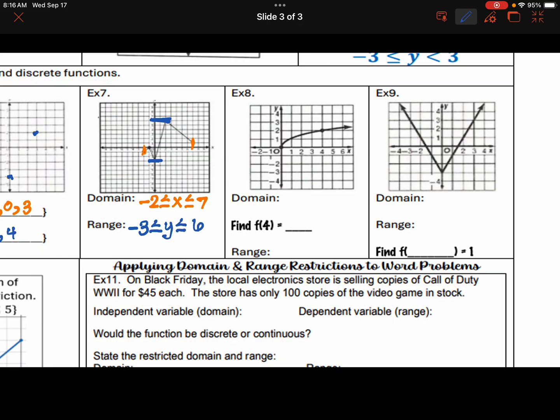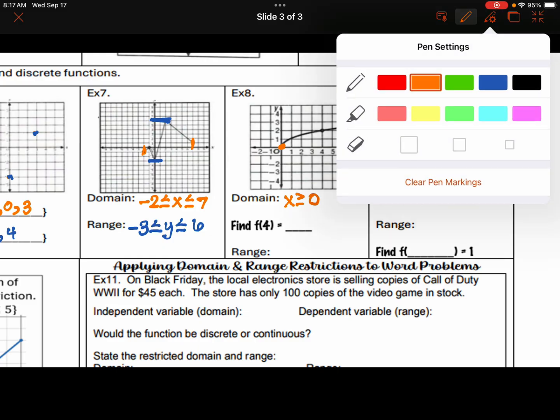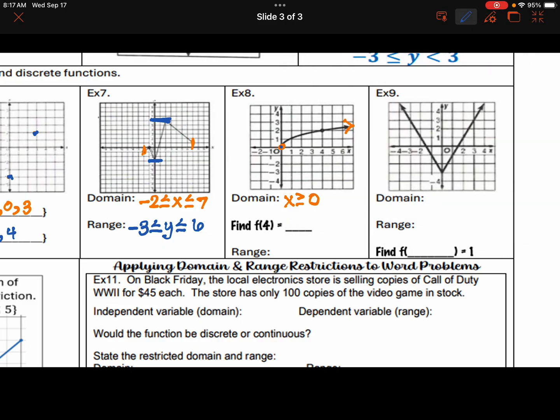All right, domain. Right there, I have a closed dot at 0, and this arrow implies it just keeps going. So the domain on this one is going to be x is greater than or equal to 0. And then for range, my lowest point is at 0, and that arrow also means it just keeps growing and growing and growing. So my range is going to be y is greater than or equal to 0.